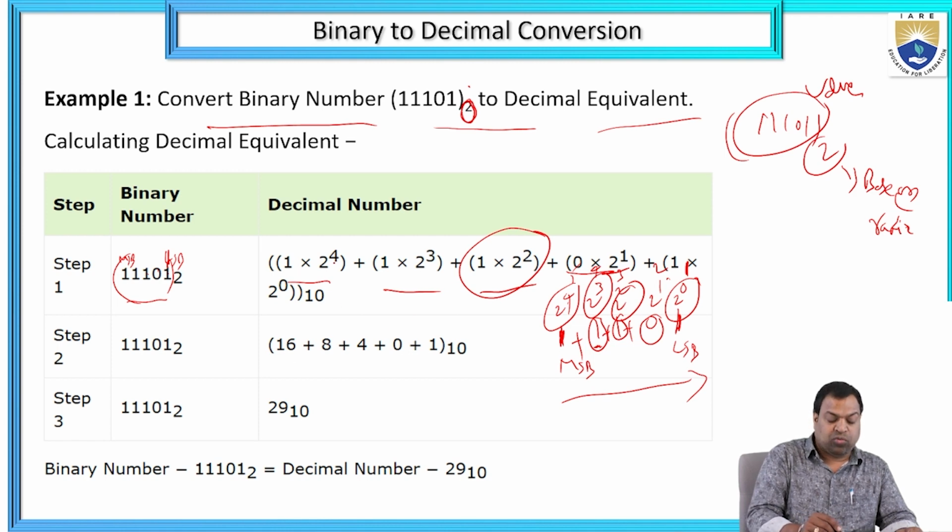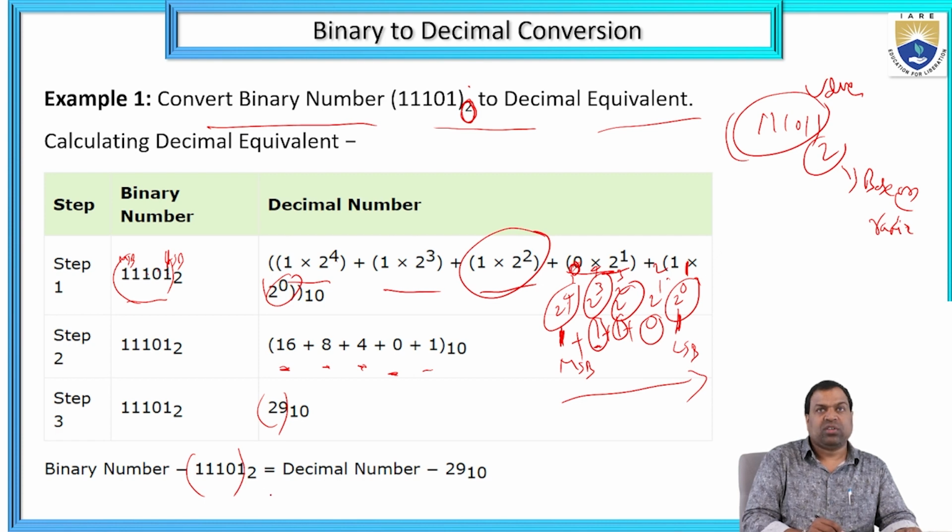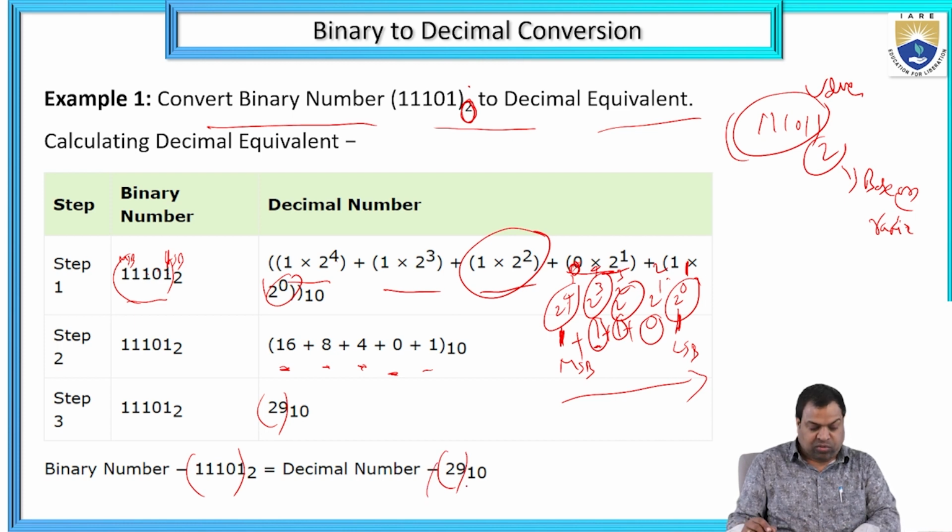Here 2 power 4 means 16 into 1, 16; 2 cube means 8; 2 square into 1 is 4; 0, anything into 0 is 0; and 2 power 0 equals 1, 1 into 1 is 1. So base 10: 16 plus 8 plus 4 plus 0 plus 1. Total is 29 base 10. So the binary value 11101 base 2 converted to decimal is 29 base 10. This is the method of converting from binary to decimal.